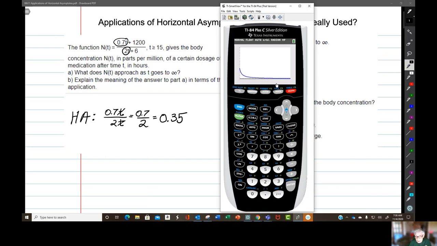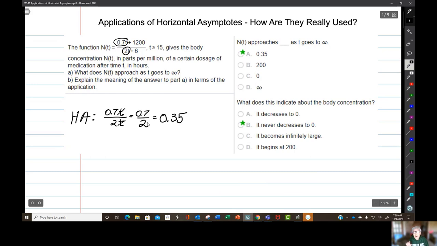Looks like zero. But remember, this is going to 100 now. So it's difficult to see whether that's zero or 0.35. 0.35 is only about 1/3 of the way above the x-axis. All right, well, then what does the concentration approach as time gets very, very large? That is, t goes to infinity means as the hours pass, and you get a very large number of hours, like 50,000, 100,000 hours, a million hours.